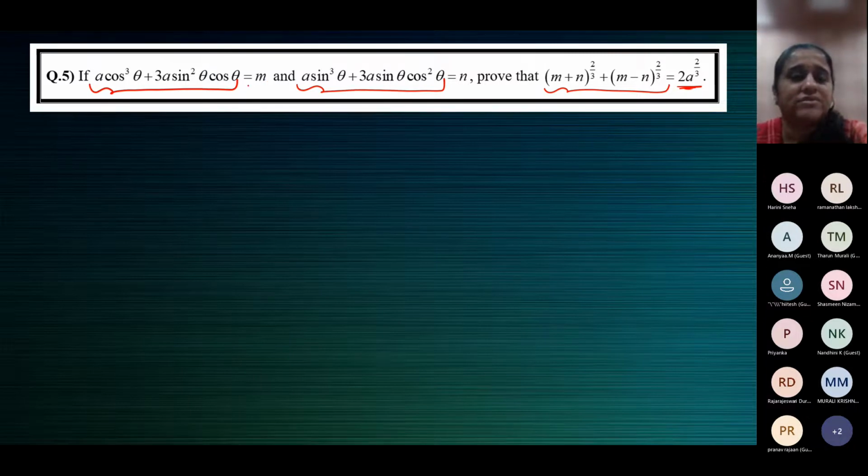See here, m is given by an expression, n is given by another expression. We need to prove that this is equal to 2a to the power 2 by 3. Please write down the question.